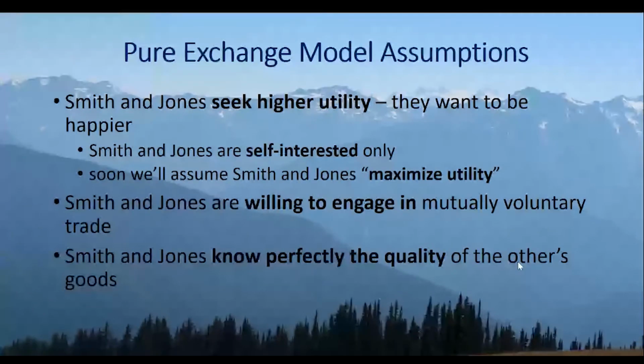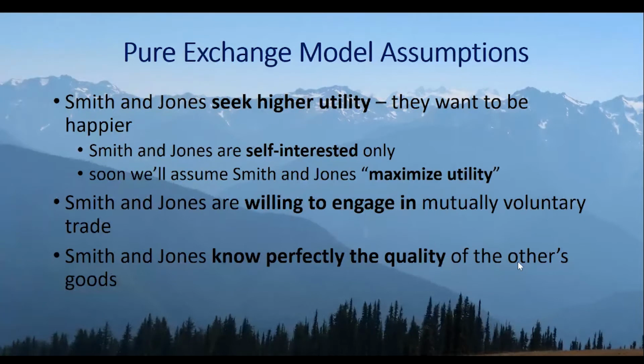Now, we're going to imagine that Smith and Jones seek higher utility. That's the behavioral assumption we make in this particular model in the first brush of it. But a little bit later today, I'm going to make that assumption stronger. We're going to imagine that Smith and Jones are rational and that they maximize utility, which is stronger than just saying they're trying to get higher utility than they had before. All right, and I'm going to show you the difference between those two a little bit later.